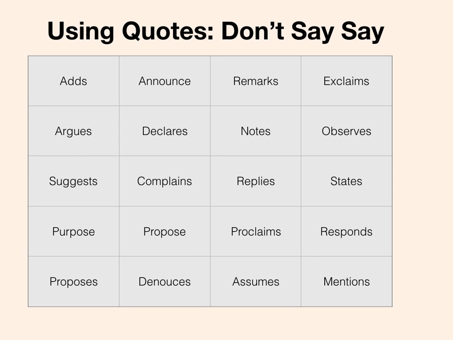When you're using quotes, don't simply say a word like he says, she says, Oscar says. There are so many more words to use: adds, announces, remarks, exclaims, argues, declares, notes, observes, suggests, complains, replies, states, proposes. You don't have to use the ones I list here, but there are so many more words to use. I should have added a second slide, but some other things you should do: do not use words like I, you, me, we. You're trying to be objective in your writing. Also avoid contractions.